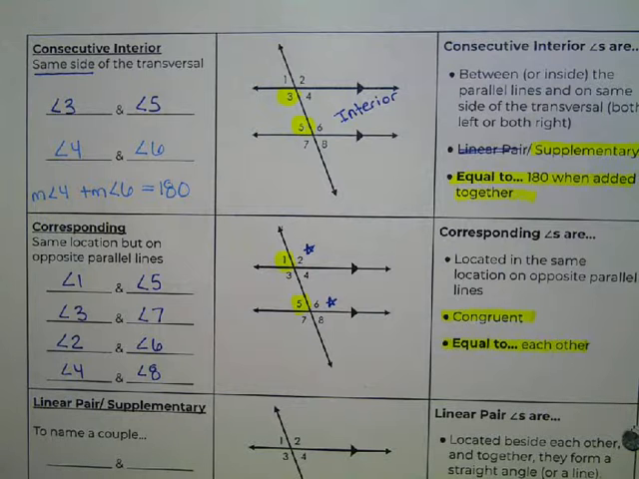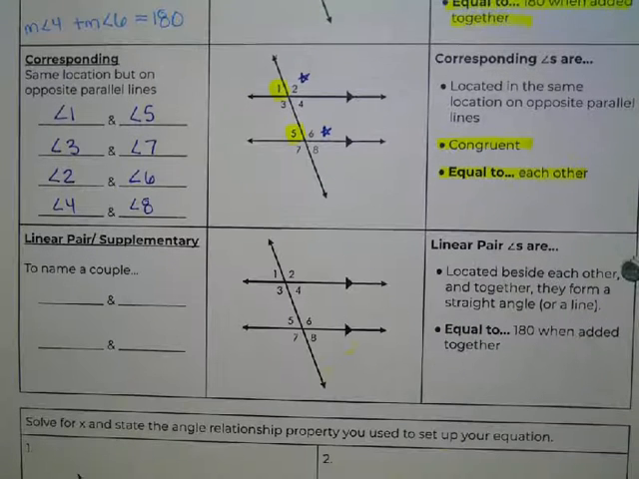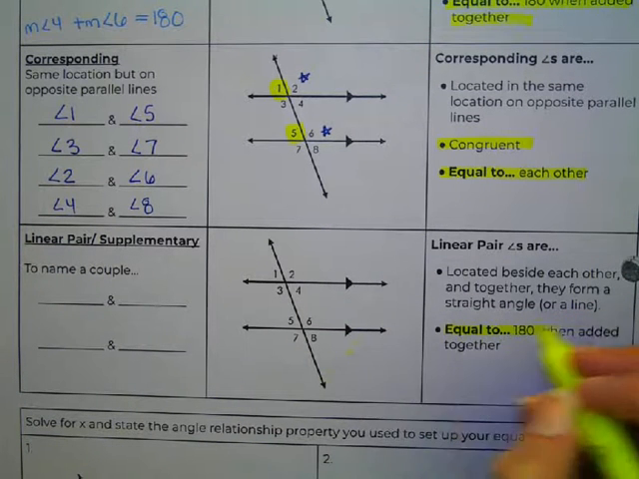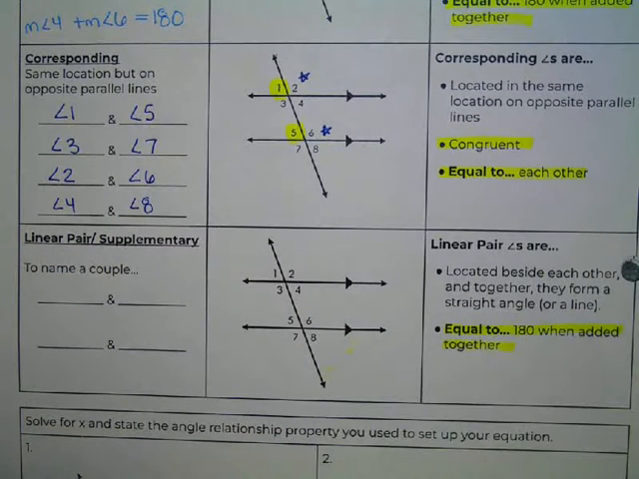The last one on here is linear pair. We talked about linear pair last class. Linear pair makes a straight line. We talked about how linear pairs are supplementary. They add up to 180 degrees. They're located beside each other. They have to share a side.